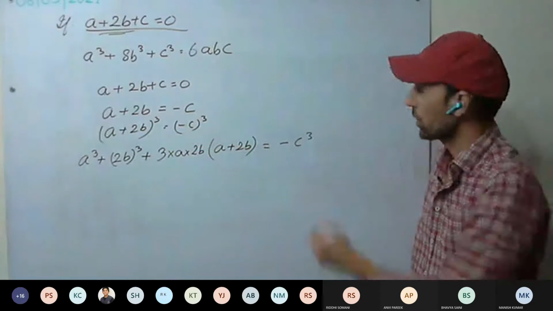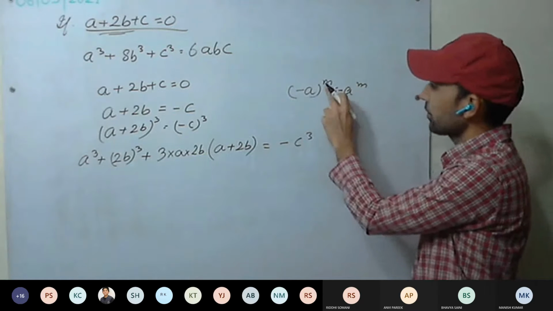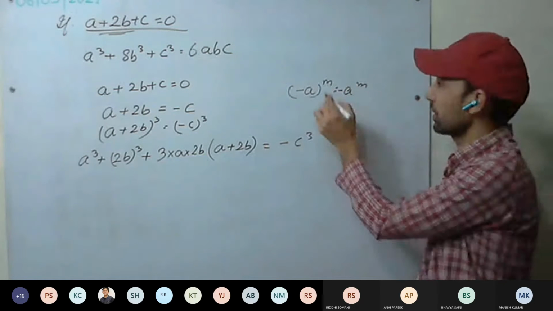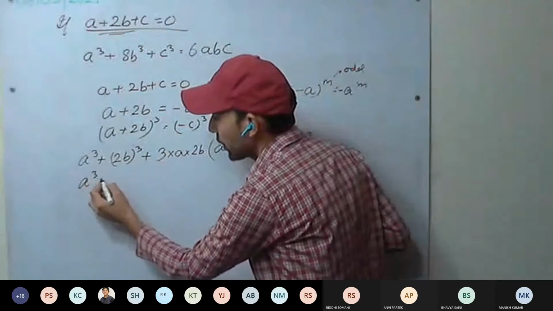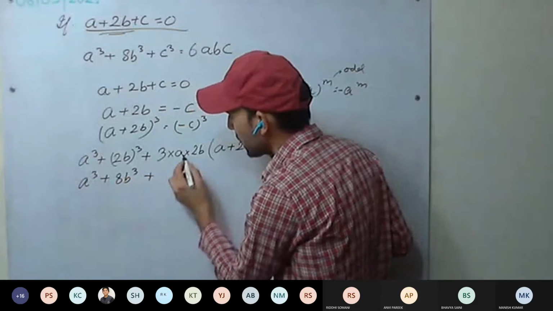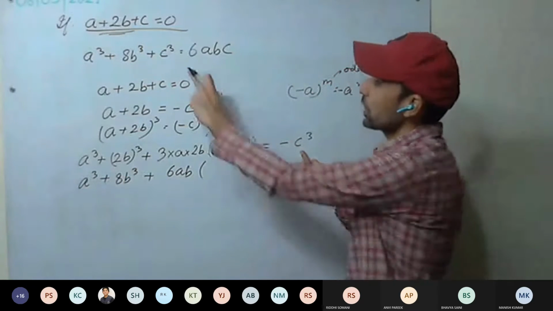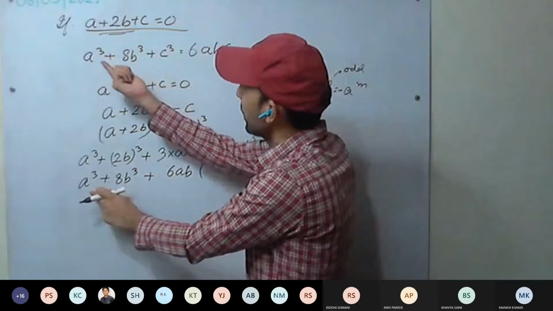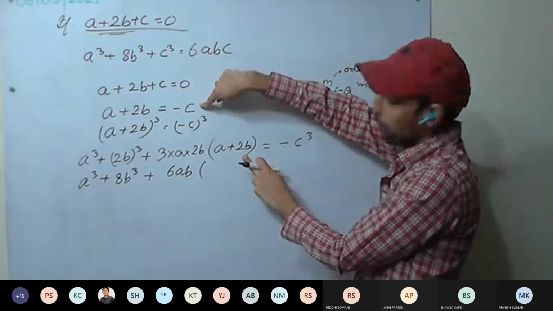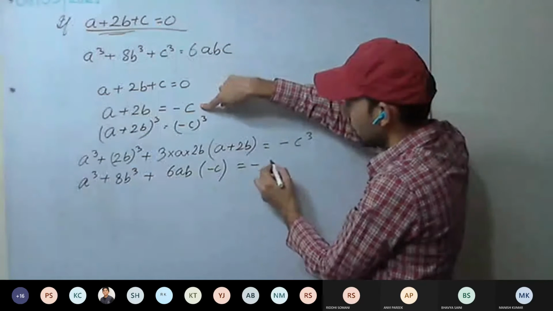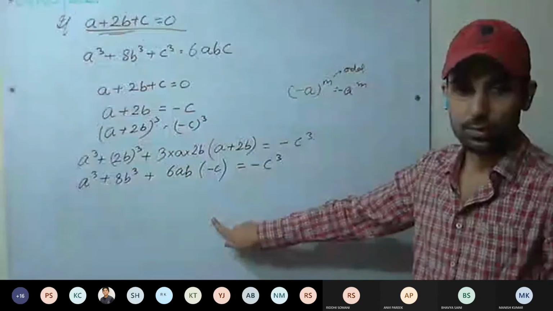Minus, we can take it out. We have already studied that minus a raised to power m equals a raised to power m with a minus sign when m is odd. This you have studied last year. So further, if we solve, a cube plus 8b cube plus 6ab. Now see here, c cube we have got, 8b cube we have got, a cube we have got, 6abc we need. 6ab we have, a plus 2b we can replace with minus c, equal to minus c cube. Now further you can solve.